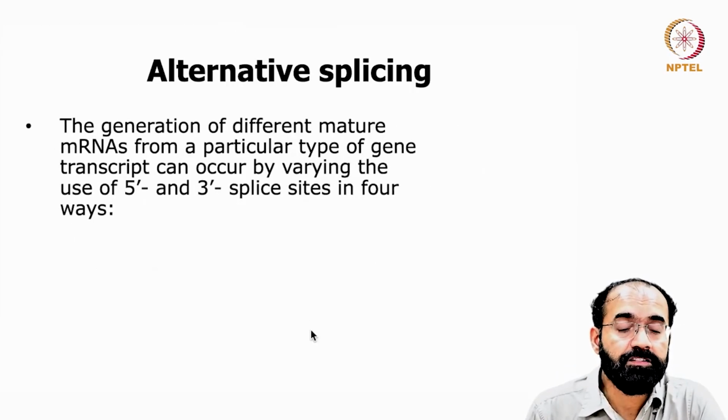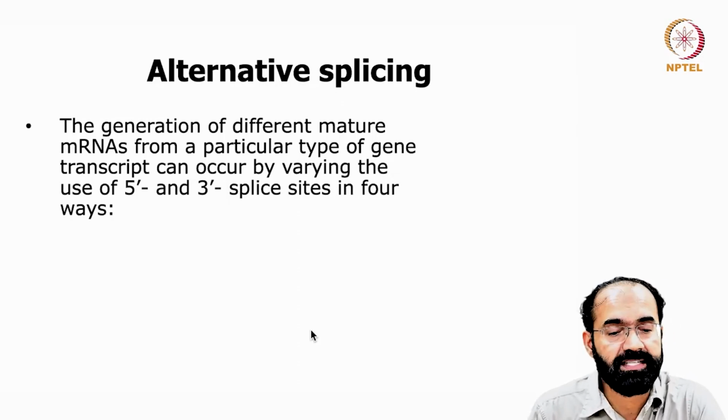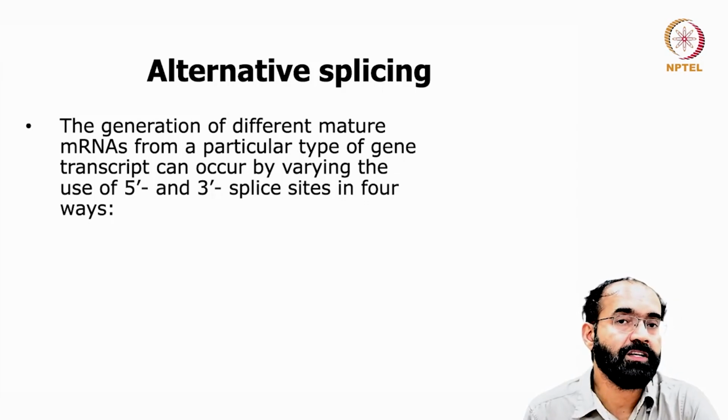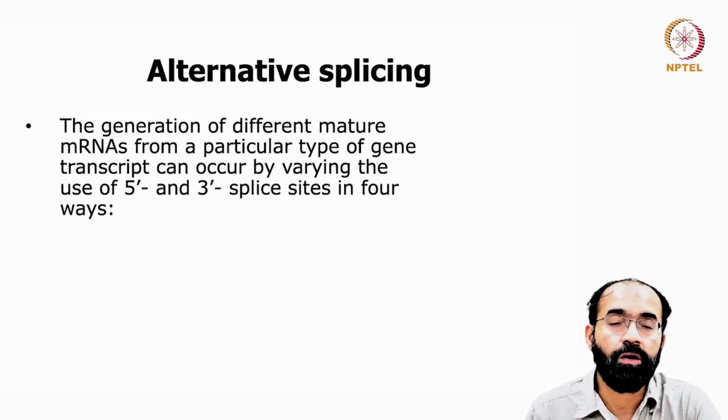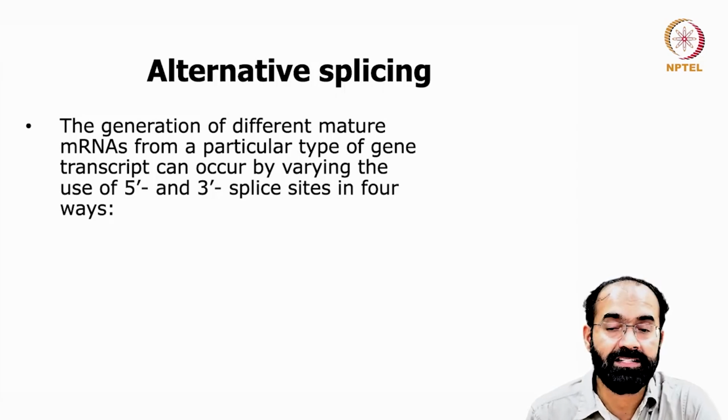So alternative splicing is basically the generation of different mature mRNAs from a particular type of gene transcript, which can occur by varying the use of 5' and 3' splice sites in four different ways. We know every intron has a 5' and a 3' end. Now there are different ways in which you can utilize them to enhance diversity. Your goal is to enhance the diversity.